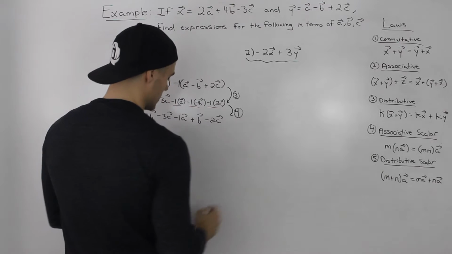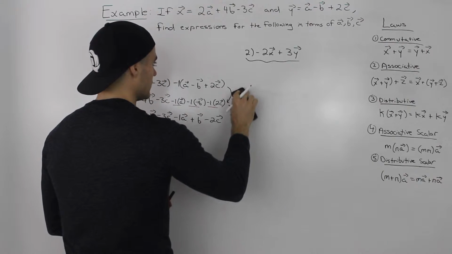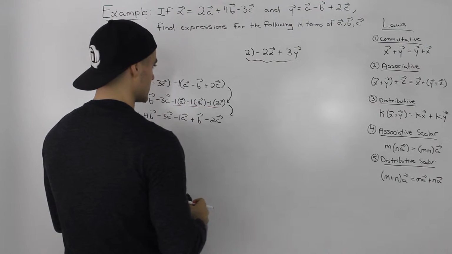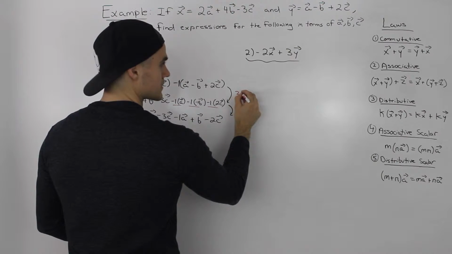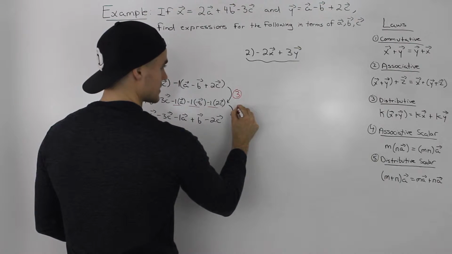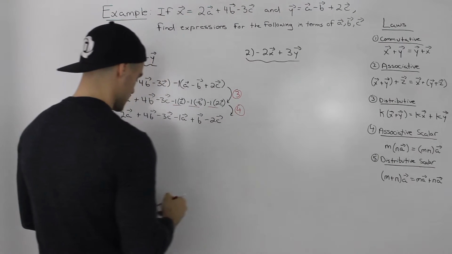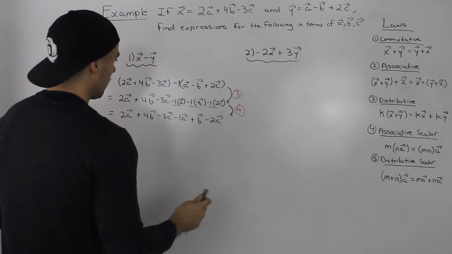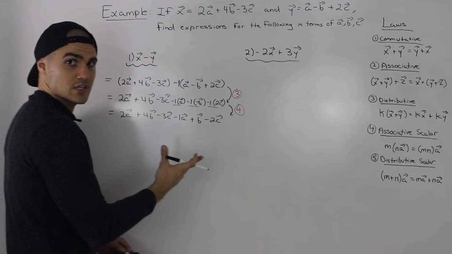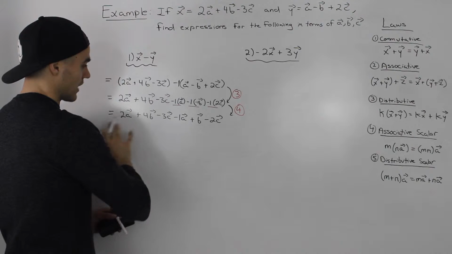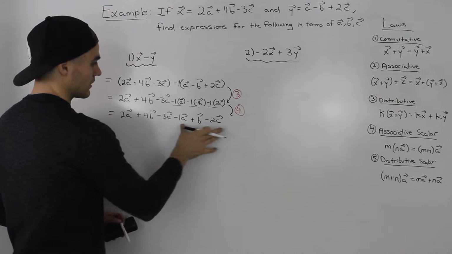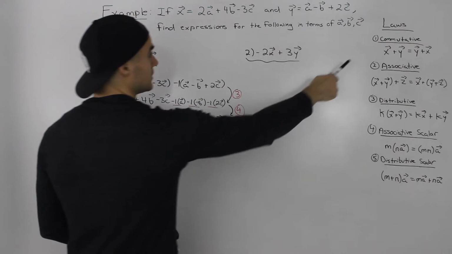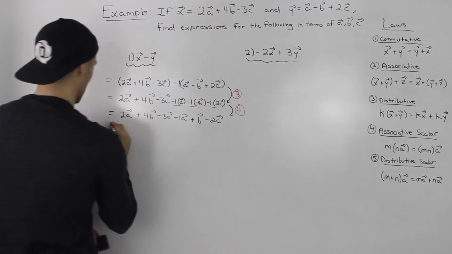You know what? Maybe I'll put these in red so we can differentiate. So this was law 3 that we used, and this is law 4 that we used. Now I'm going to rearrange this so all the vector a's are together, all the vector b's are together, and all the vector c's are together. So I would be using the commutative property.